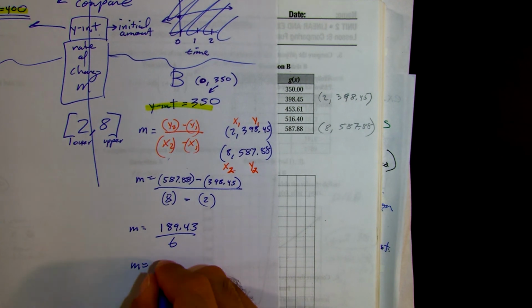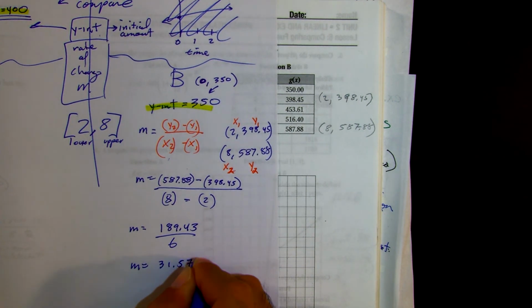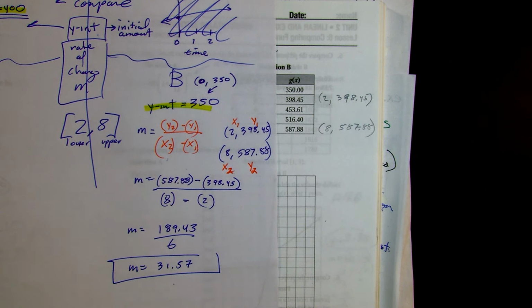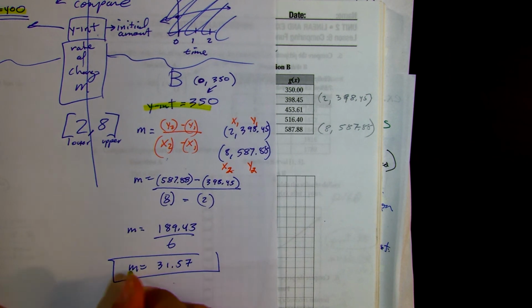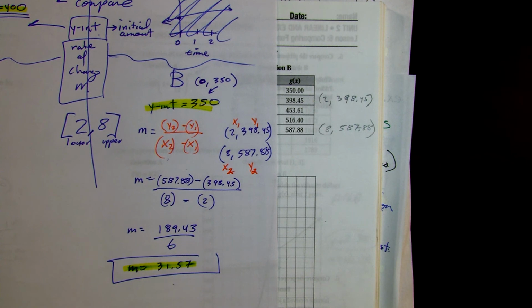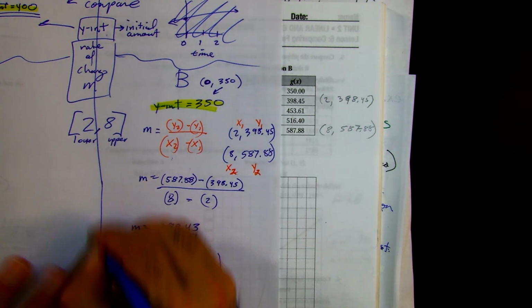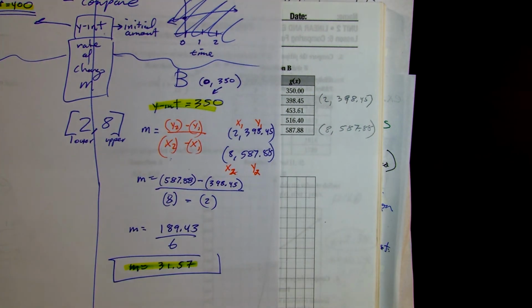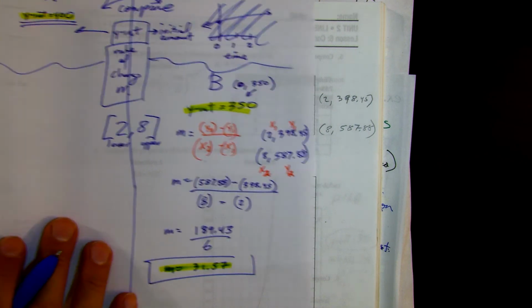Divided by 6. And we get 31.57. All right, there's my other piece of information. Now remember, all we're doing is comparing the y-intercepts and the slope. So once I find the slope of the other line, the other function, we are done.